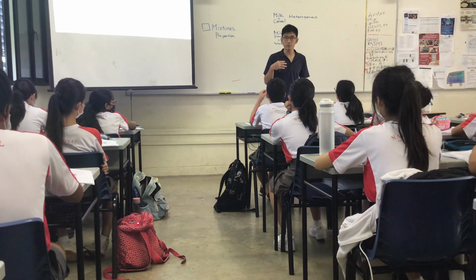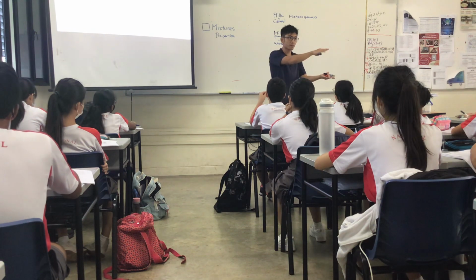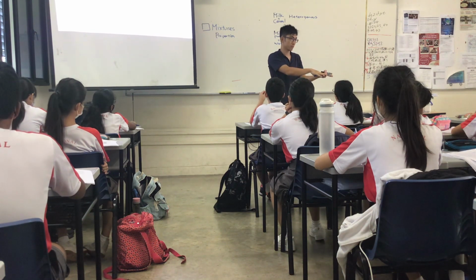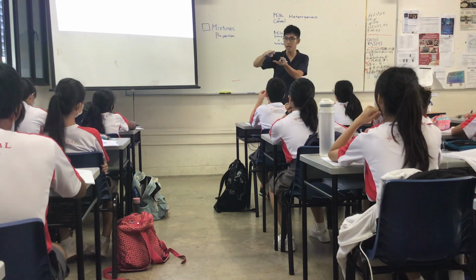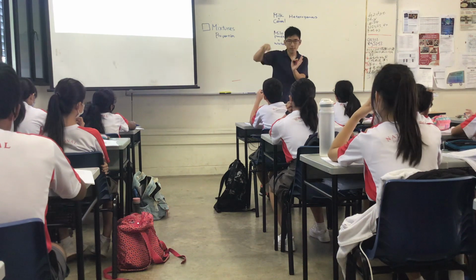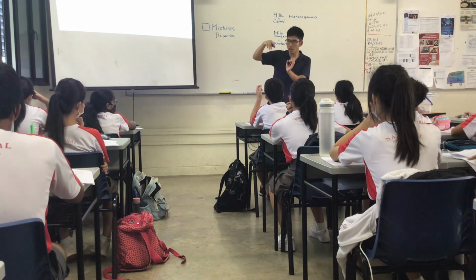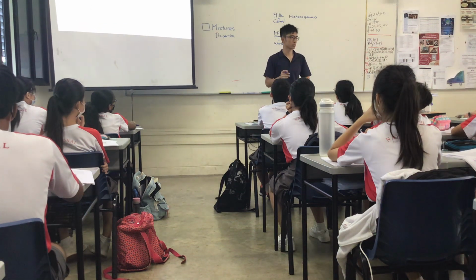And then usually one of the indicators that something is hetero is that if you leave it to the side, it will eventually separate. Another characteristic of heterogeneous mixtures is that other than it separates, usually when you mix them together, you get a solution that is opaque, that you cannot really see through it.